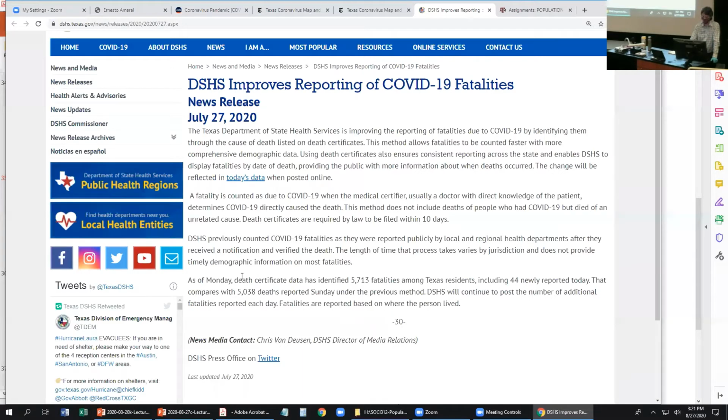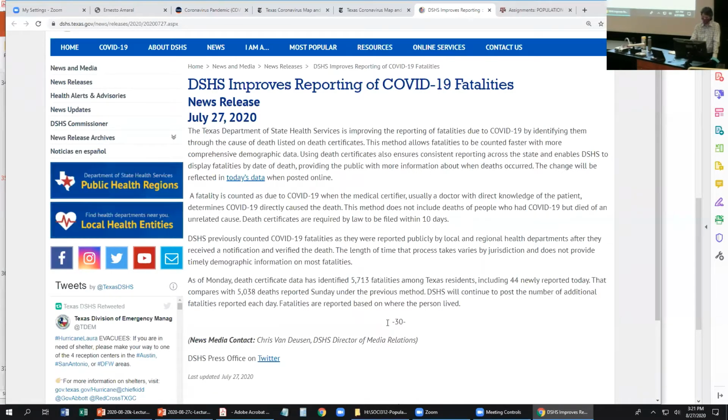The pandemic in Texas, as of Monday, back in July, death certificate data has identified 5,700 fatalities among Texas residents, including 44 newly reported today. That compares with 5,038 deaths reported under the previous method. So the previous method was actually undercounting the deaths, and the new method is more accurate, counting the deaths in a better way.